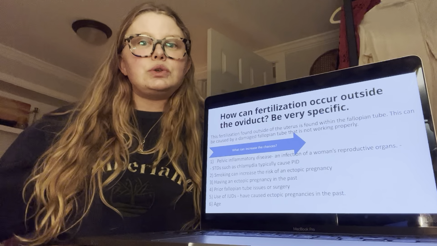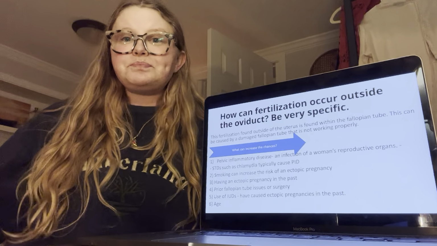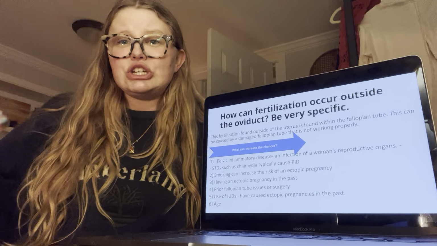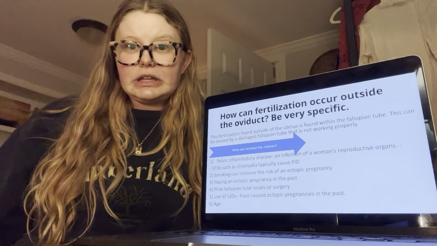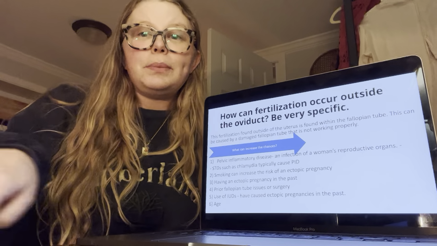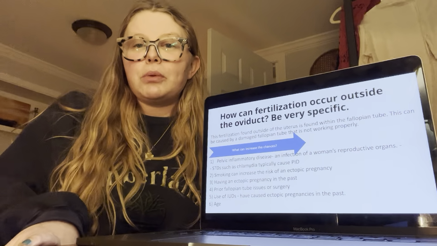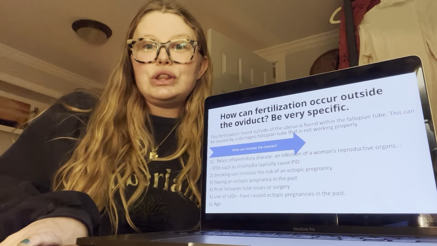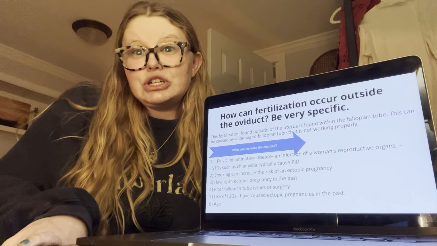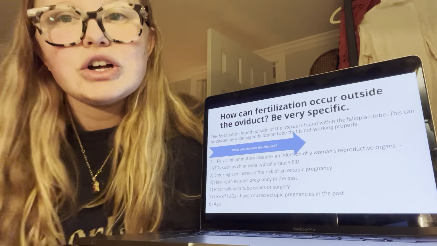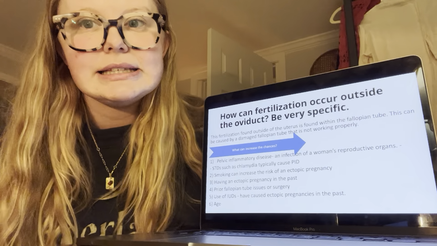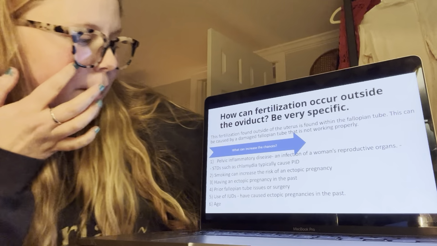So unbeknownst, or maybe beknownst, to that woman, she might have complications with her fallopian tube even before this egg has been fertilized. So the fallopian tube cannot undergo its normal function of sending an egg down to the uterus because it is damaged in some type of way, and that causes it to not work properly, hence the ectopic pregnancy.